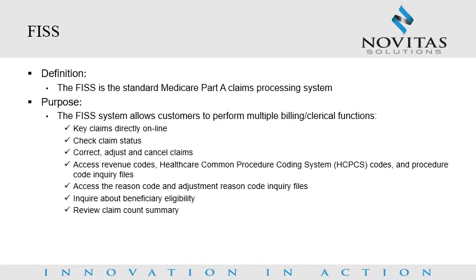The FISS is the standard Medicare Part A claims processing system, which allows you to perform several functions such as key claims directly online, check claim status, correct, adjust, and cancel claims, access revenue codes, HCPCS codes, and procedure code inquiry files, access the reason code and adjustment reason code inquiry files, inquire about beneficiary eligibility, and/or review claim count summary. In this module, which is the first installment of a 5-part series, we will discuss the access, navigation, and functions of FISS.